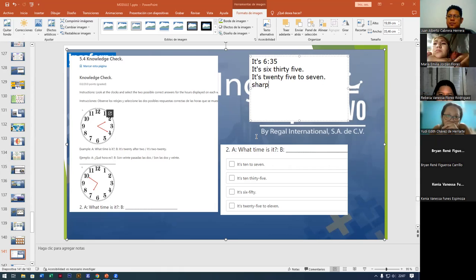So it's exact time. Y no puedo decir sharp. Sharp, correct. It's 6 sharp. It's 9 sharp. It's 5 p.m. sharp. Es un tanto más informal, sí.